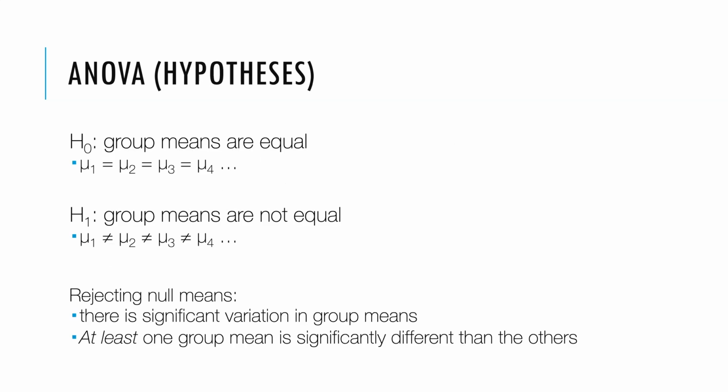Now we have the hypotheses for ANOVA. The null hypothesis is that all group means are equal. So instead of M1 equals M2 or mu1 equals mu2, it's mu1 equals mu2 equals mu3 equals mu4. The alternative hypothesis is just that all of these group means are not equal in the population. Again, I will point out that in the t-test, when we reject the null hypothesis, it means that the mean of group 1 is not equal to the mean of group 2.